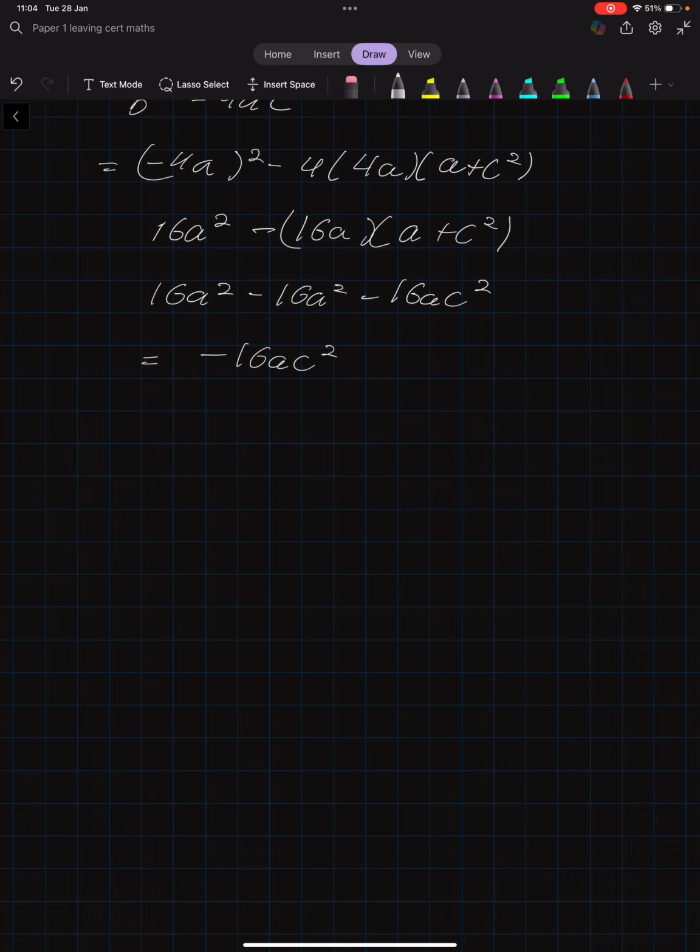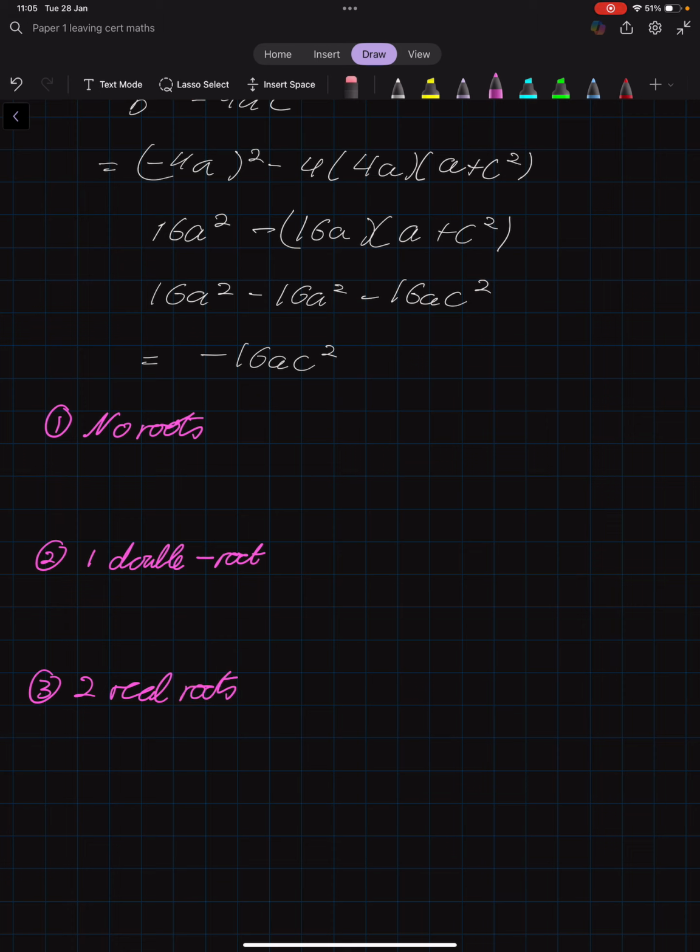But if you were asked, again, your 3 scenarios. So when is there no roots? When is there 1 double root? And when is there 2 real roots? So when is there no roots? When a, so again, this is equal to minus 16 multiplied by a c squared. So again, this thing is specifically less than 0.